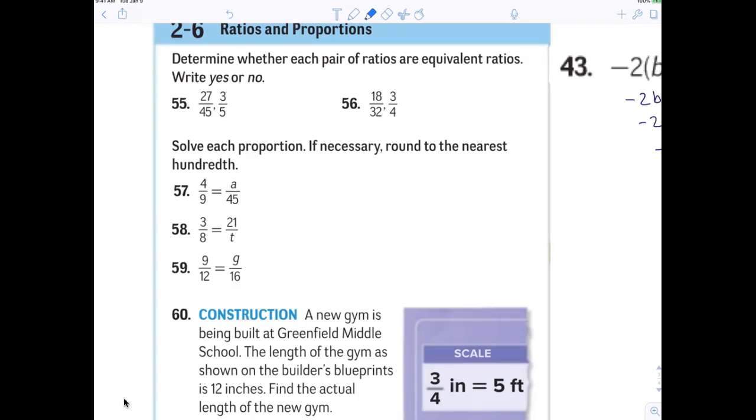Yes. First thing you could do is reduce that if you wanted to, because to me, dividing by 9 was easier than multiplying 27 times 5 and 3 times 45. So you can always reduce fractions. That was definitely a yes. And 5/6 was definitely a no. So yes and no.